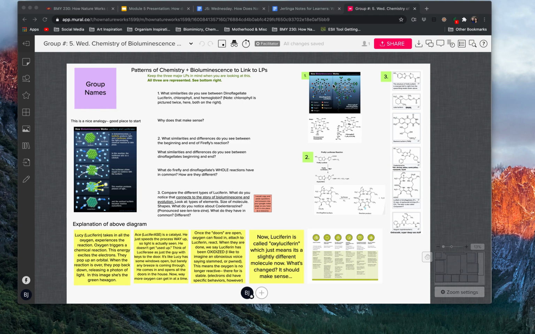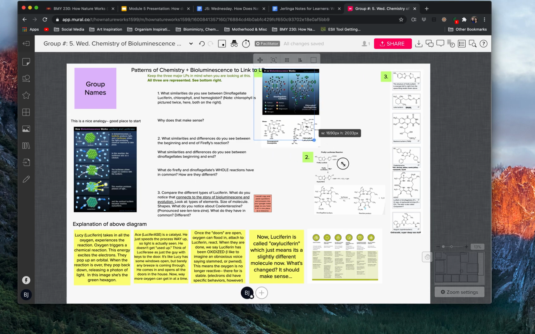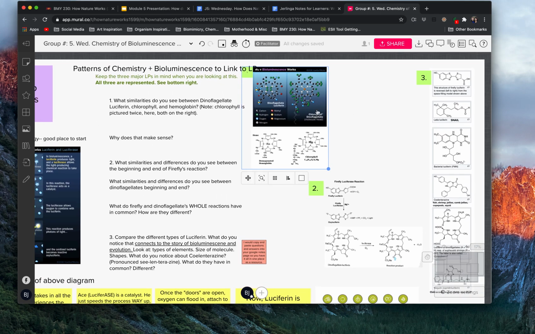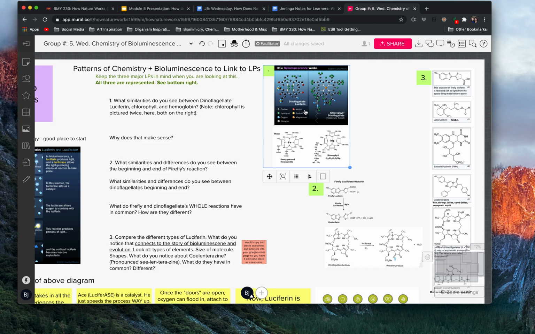So for number one, what I'm really wanting you to compare is these three molecules. I pointed out the chlorophyll's on there twice. Here, let's do it this way. Okay. So we talked about this on Monday. I've got a luciferin from a dinoflagellate, which we also see right down here. So nice to have a couple different visualizations there.